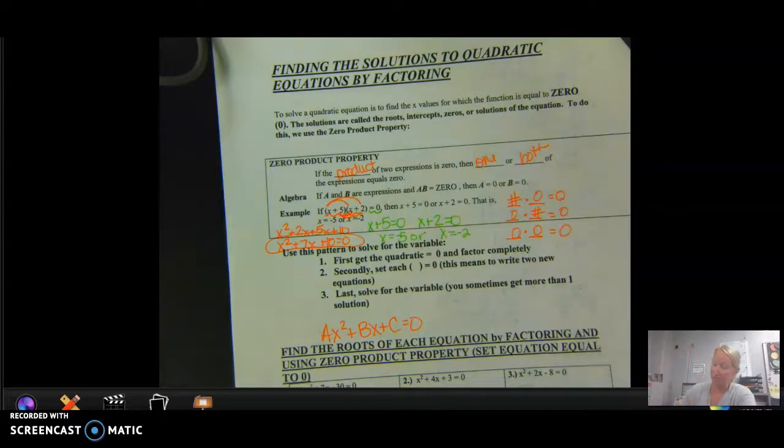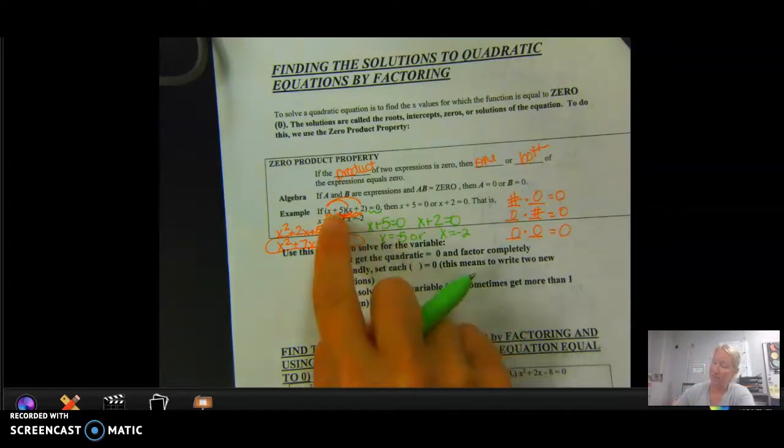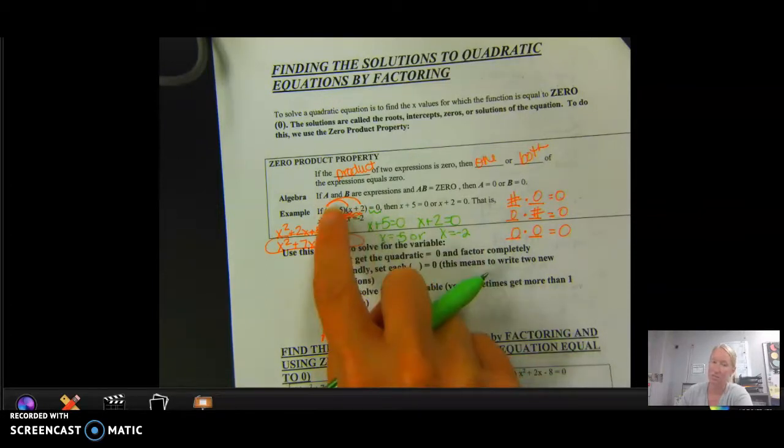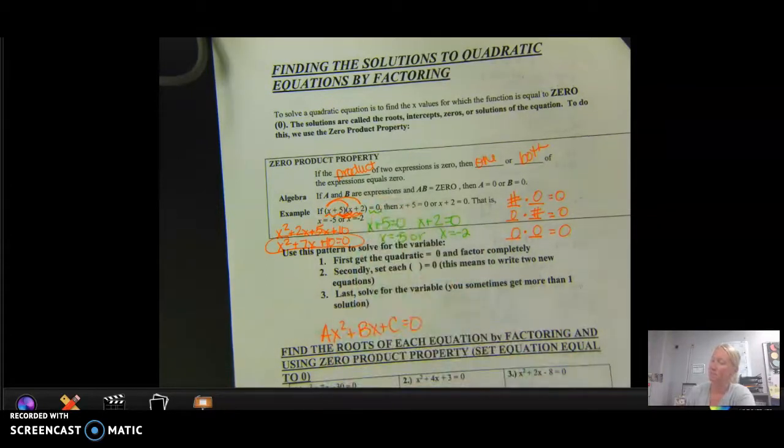And then if I plug that back in, if I plug in negative 5 here, negative 5 plus 5 is 0. So 0 times whatever this thing is equals 0. If I plug in negative 2 here, negative 2 plus 2 is 0. So 0 times whatever this thing is equals 0.